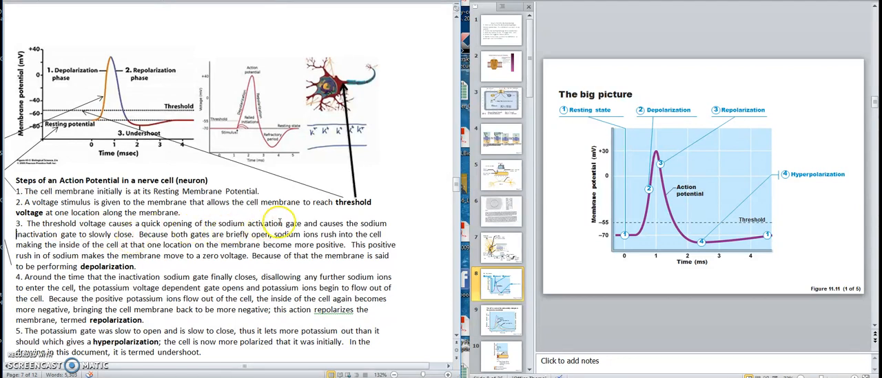Because the activation gate opens quick, and that same voltage at that same time tells the inactivation gate to close, but it's slow, there's going to be a point in time that both gates are open. Because both gates are open, sodium is going to rush in. Now remember what we talked about. Sodium rushes in not only by charge, but by diffusion. And these gates are bigger. They're larger than the passive leak channels. So sodium comes rushing into the inside.